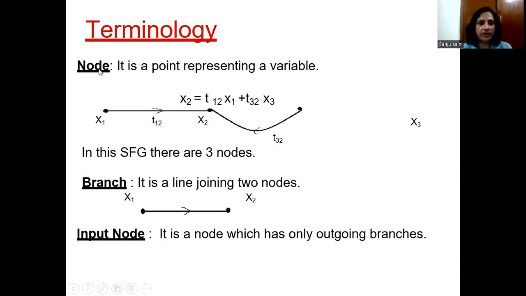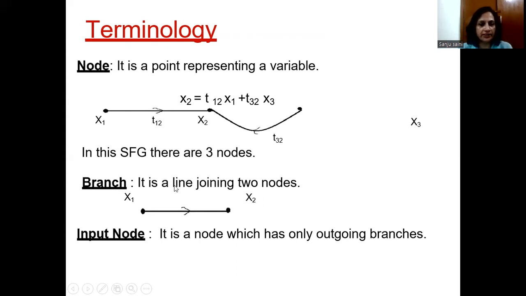The first term that we come across in a signal flow graph is the node. Node is a point that is representing a variable. So whatever variables we have within a particular system, those are represented by nodes within the signal flow graph. Like if we have this equation, x2 is equal to t1 to x1 plus t3 to x3. It means there are three variables, x1, x2 and x3, and we'll have three nodes: x1, this is x2, and the third one is x3 over here.